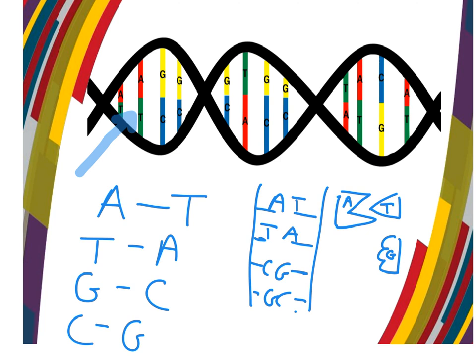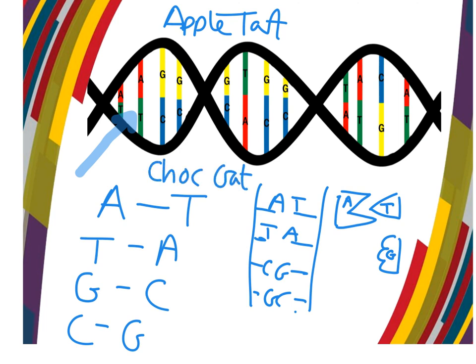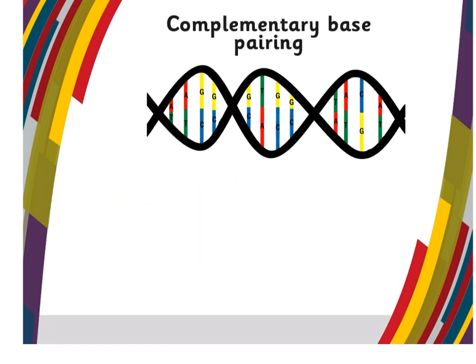And there's a couple of phrases you can use to help you remember this. I like apple tart and chocolate gâteau. Oh, I think I've spelled that wrong. So A and T for apple tart, and chocolate gâteau, C and G. You could also remember "at the golf course." That's another way to try and remember how they're paired up. So it's really important that you try to remember that. A always goes with T and G always goes with C. So we call this complementary base pairing.